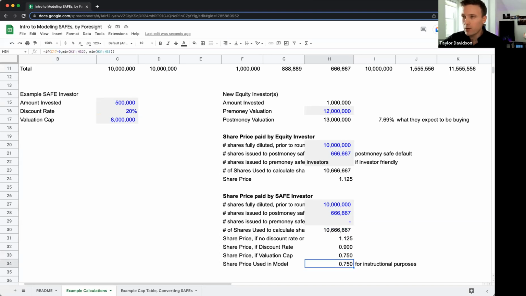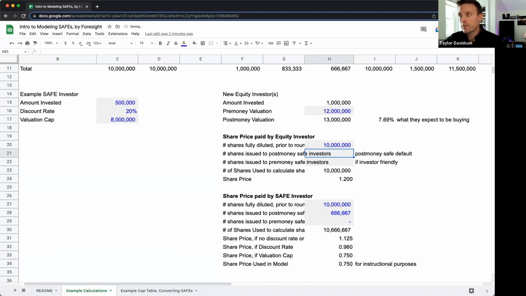The only weird thing with this one is that I can't just take the min of all three when there isn't a cap, because it would say I don't pay anything. So it's a little bit of an extra test there. In normal usage, you would know what your structure is, so you don't need to build it in. But that's what it's doing there. So that's a base case for a post-money SAFE.